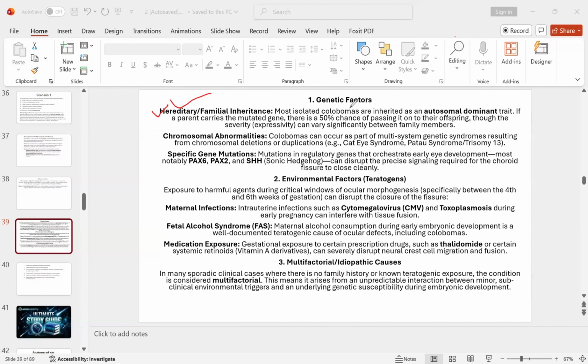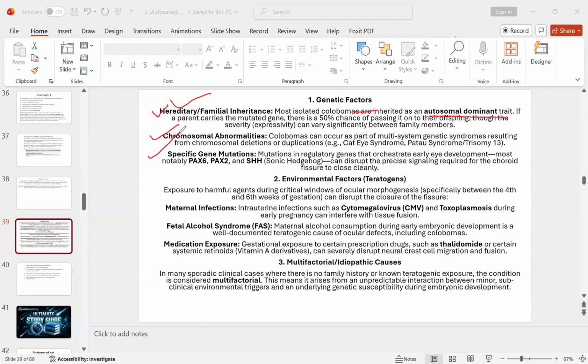Most isolated colobomas are inherited as an autosomal dominant trait. If a parent carries the mutated gene, there is a 50% chance of passing it on to their offspring, though the severity can vary significantly between family members. Let's now discuss the second genetic factor, which is chromosomal abnormalities. Coloboma can occur as part of multi-system genetic syndromes resulting from chromosomal deletions or duplications, such as Cat eye syndrome or Patau syndrome. Now let's move to the third genetic factor, which is specific gene mutations.